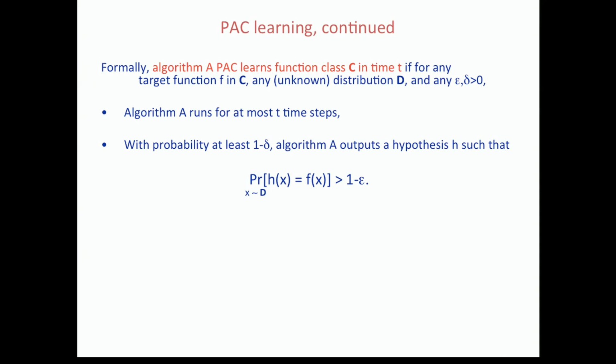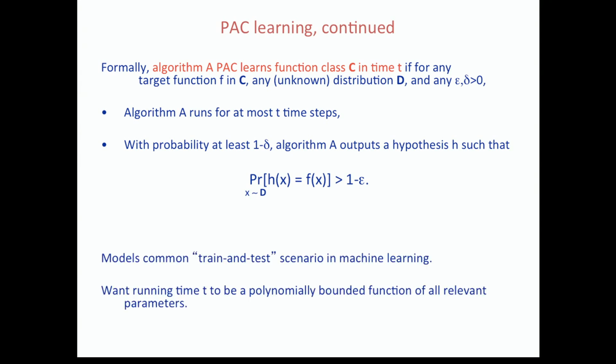That means that no matter what the target function is, no matter what the distribution is, if you come to me with epsilon and delta, the accuracy and confidence you'd like to achieve, my algorithm should run for at most t time steps. t might depend on epsilon and delta, of course. And with probability 1 minus delta, I should get an epsilon-accurate hypothesis out. Okay? So I think it's a pretty natural model.